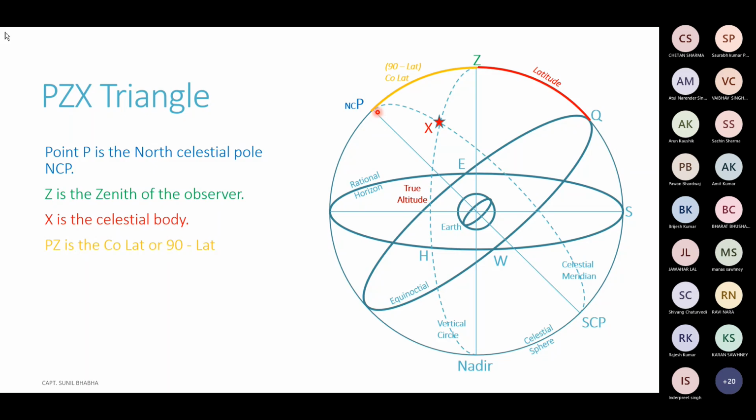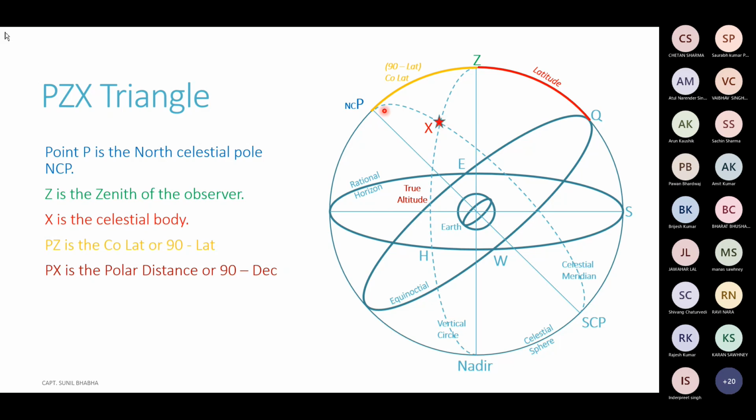Now let's move to the other parts of this triangle. We move on to the PX side of this particular triangle, P to X. This PX side, P to X, is known as polar distance. You see X represents the celestial body and P represents the north celestial pole. So this arc basically tells us how far away from the pole the celestial body is. So this is known as the polar distance.